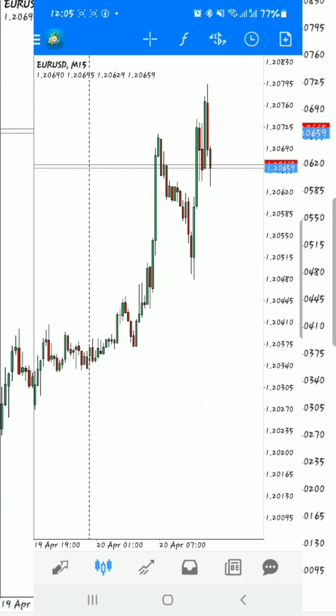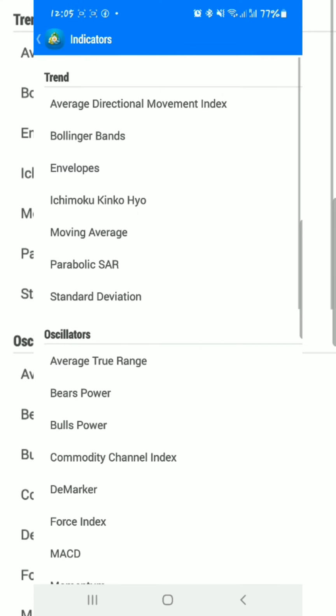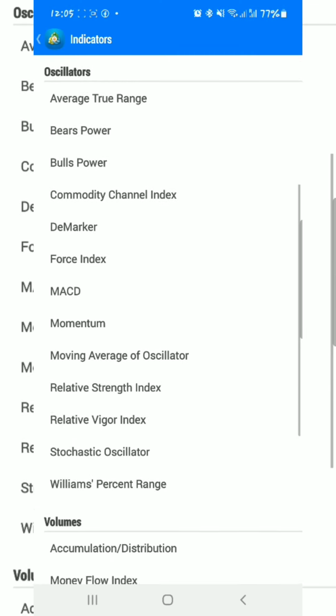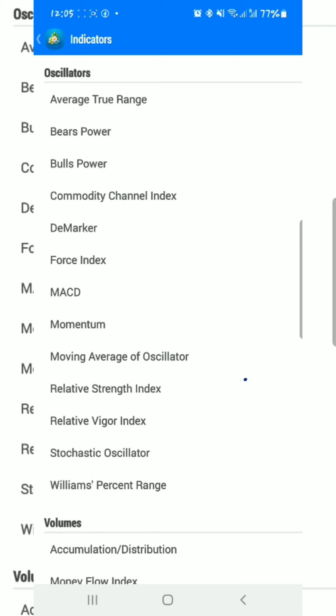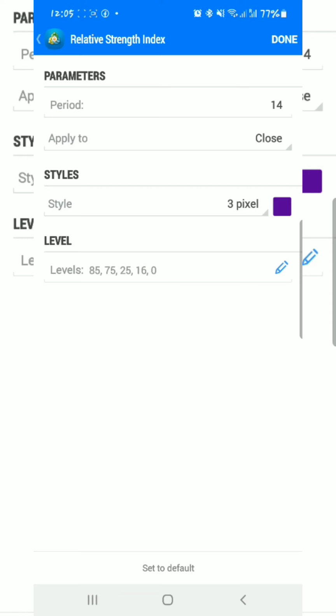So let's jump right away to adding our indicators to the chart. Adding indicators is all done the same way. You click on the F sign above, and after clicking it, it opens up. You scroll down to where you see Relative Strength Index right here. After you click on it, the settings are always at default. Do not change anything here.